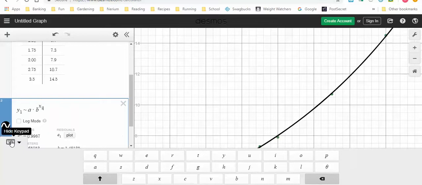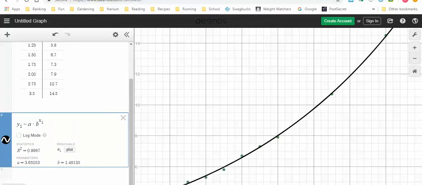Now you see if I close my keyboard, you can see that we have this curve that basically goes through pretty close to all our dots, which is great. So it tells us down here that A is this value and B is this value. So that's going to help us write our equation.